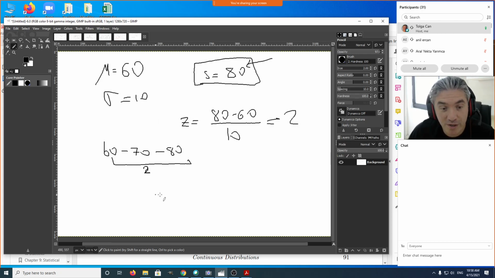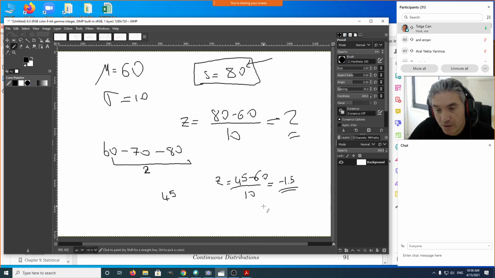And a student who got, for example, 45, how many standard deviations is that from the mean? We are going to do the same thing: 45 minus 60 divided by 10 is going to be minus 1.5. As you can see, this is also a signed distance. A student who got a score less than the mean is going to have a negative z-score, and these 2 and minus 1.5 are standardized entities.